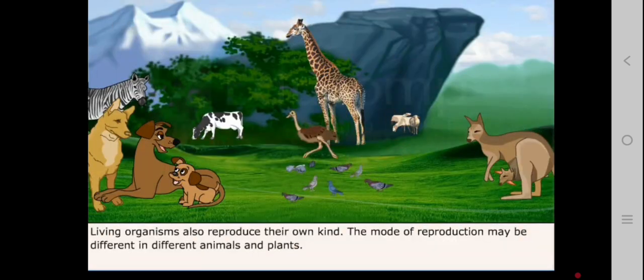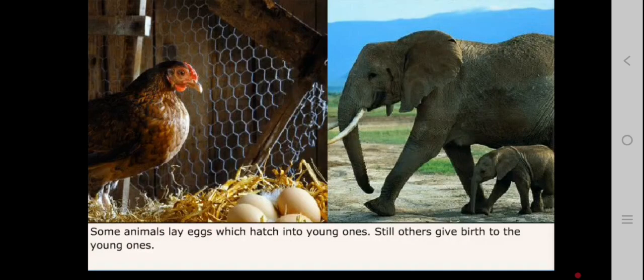Living organisms also reproduce their own kind. The mode of reproduction may be different in different animals and plants. Some animals lay eggs which hatch into young ones. Still others give birth to the young ones.